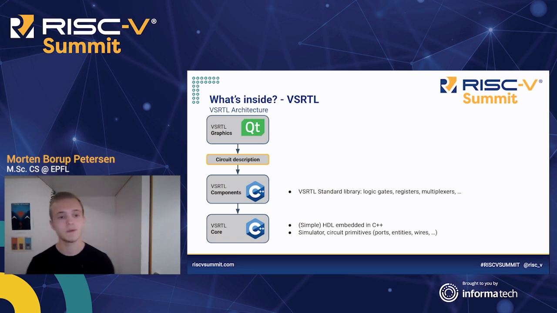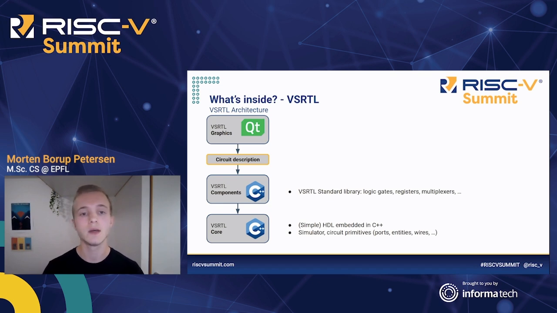Now, on top of that, we have VSRTL components, which is basically a standard library for VSRTL that implements different kinds of logic gates, registers, and multiplexers. And now you see here that we have explicit registers and explicit multiplexers. That's because circuits using VSRTL to describe themselves must explicitly infer all of the logic that they want to have visualized. So it's not like an elaborated language or synthesized language.